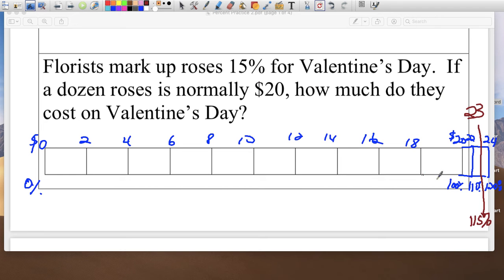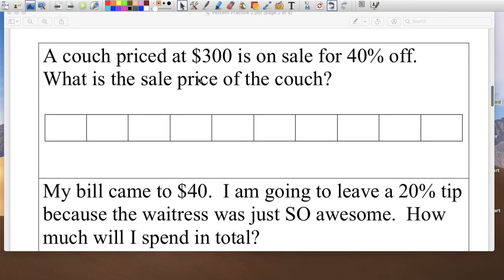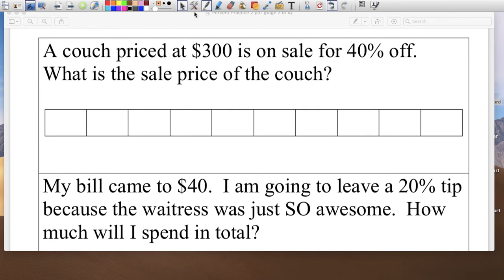The couch's price is $300, and here's $100. So right now, this is 100%, $300, and there's a discount. I'm going to take 40% off. Well, we have 100% represented by 10 boxes, right? Every box is 10%: 10, 20, 30.